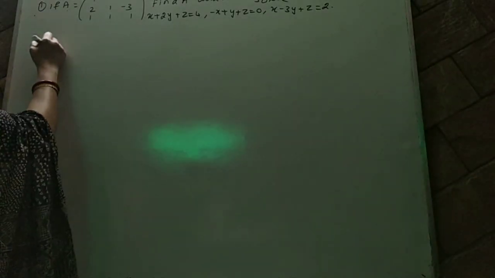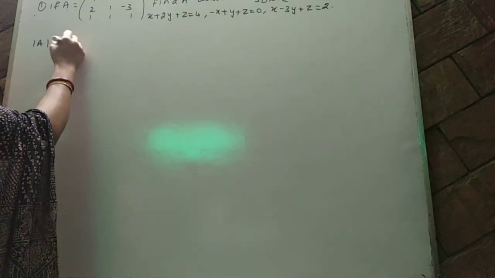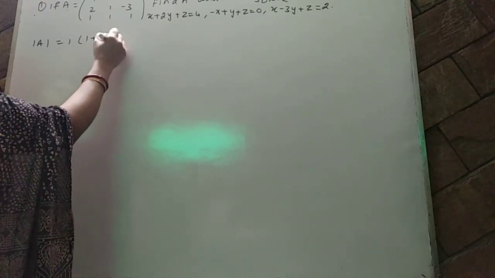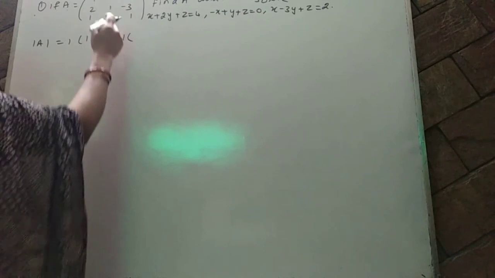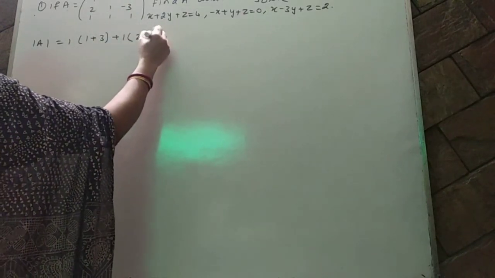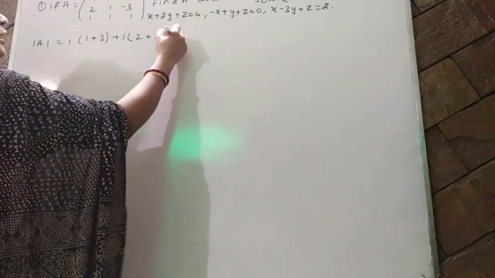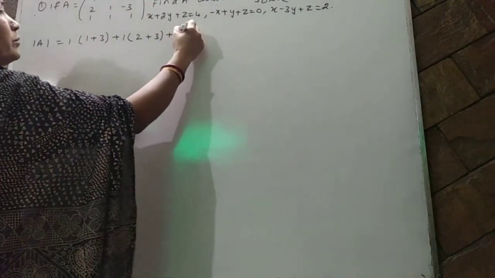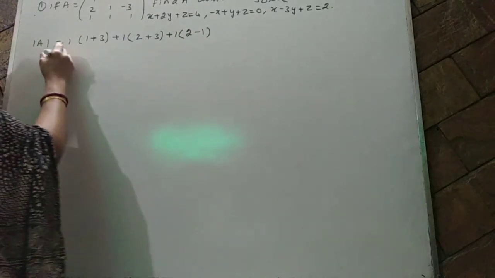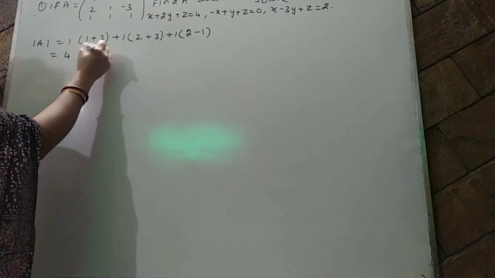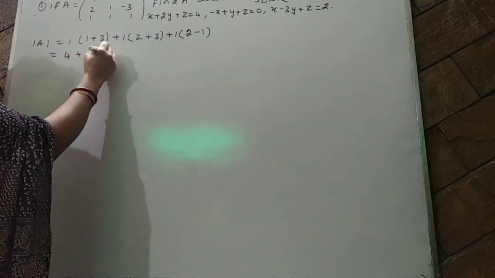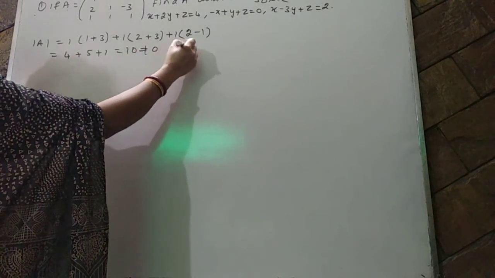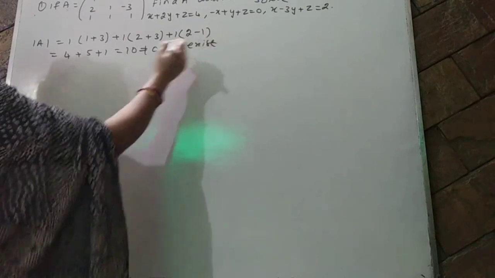So determinant of A equals, you know how to find it, 1 into calculation, you have to check it, 1 plus 3, and then plus 1 into delete corresponding row and column, 2 plus 3, and next plus 1 into delete corresponding row and column, 2 minus 1. So the final answer we are getting is 4 plus 5 plus 1, which is equal to 10, not equal to 0, therefore A inverse exists. You have to check the calculation.